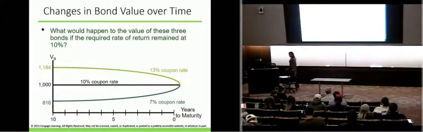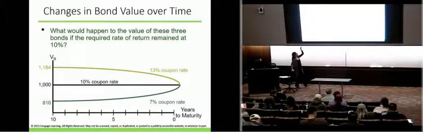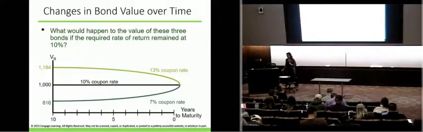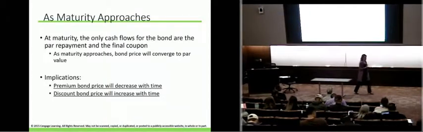Okay, so look at the premium bond. The premium bond is the top one. Is it going up or down? It's decreasing. So if you're a premium, you have to decrease to 1,000. If you're a discount bond, you have to increase to the 1,000. And that's those second bullet points. A premium bond will decrease, it will go down to 1,000. The discount bond will increase and it will go up to 1,000.